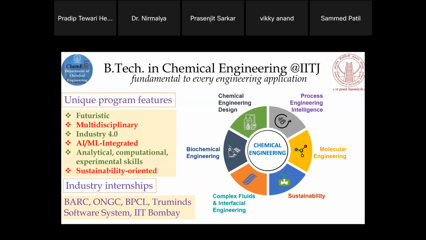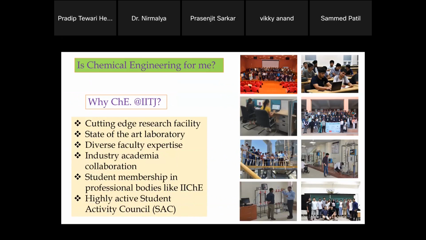So we have our industry partners such as BARC, ONGC, BPCL, and many other institutes, as you will see later on. So first of all, why chemical engineering at IIT Jodhpur? Of course, we have cutting edge research facilities. As an IIT, we have brand new research facilities. We have a very strong core team of faculty who are involved in different kinds of cutting edge research, and state of the art laboratories. We have industry academia collaborations.